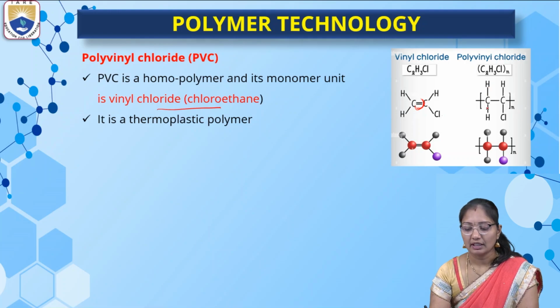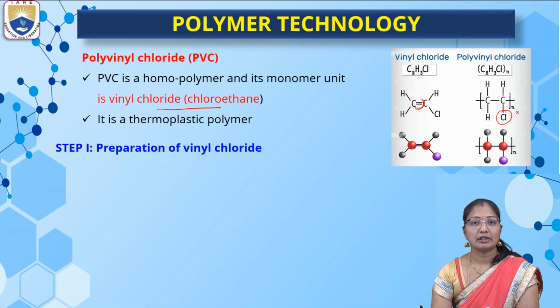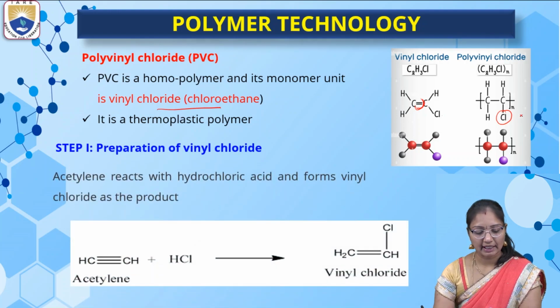These are the C followed by 2 H, and then one chlorine atom. This is the repeating unit in polyvinyl chloride. So, preparation of vinyl chloride: it involves a free radical mechanism.